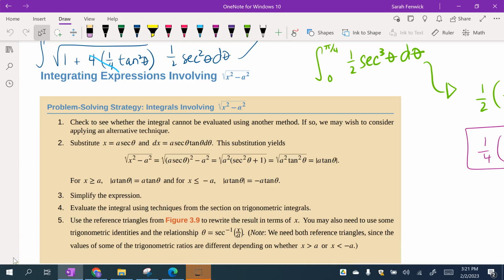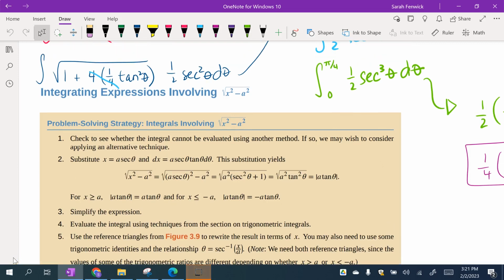In OpenStax Calculus Volume 2, we are working on trig substitution problems, and we've done the square root of a squared minus x squared, the square root of a squared plus x squared. Now we're going to do the square root of x squared minus a squared. So in this case, we are going to replace our x with a secant theta and our dx with a secant theta tan theta d theta. And so when we evaluate our square root of x squared minus a squared, we're going to end up with a tan theta. But we're still going to work it out the first few times just to make sure.